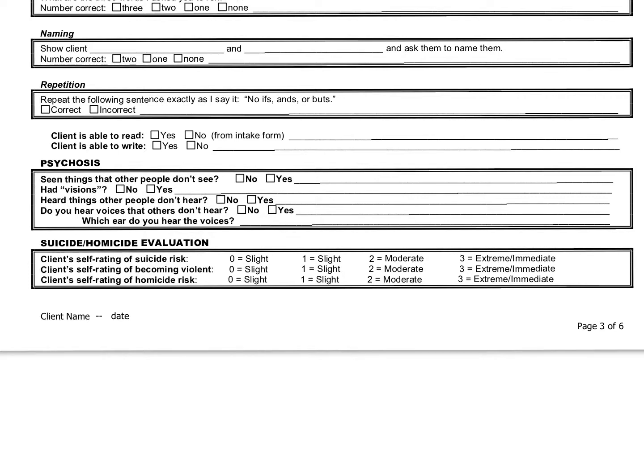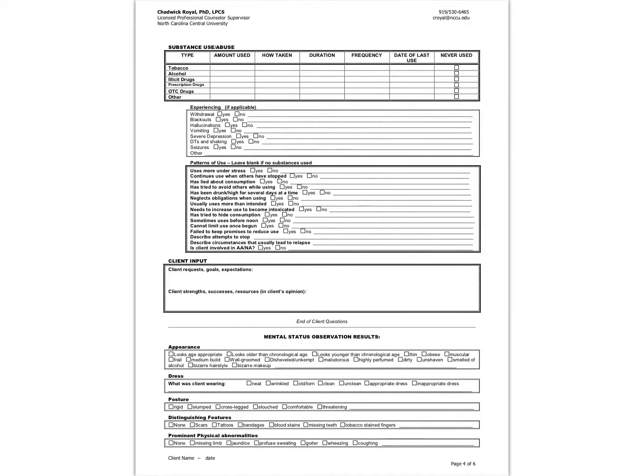What is your rating for suicide risk? Would you say you're a slight risk, moderate, or extreme, or immediate risk? What about risk for becoming violent? Do you have thoughts about hurting yourself or hurting anybody else right now? It's just a 0, 1, 2, or 3 rating here. I probably should put none with 0 rather than slight, both for 0 and for 1. This is probably just a typographical error.